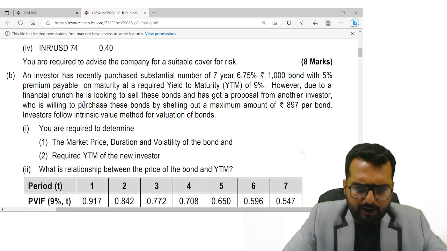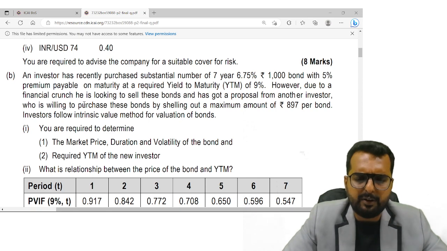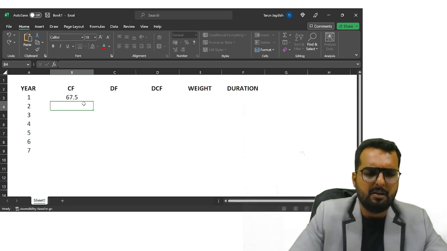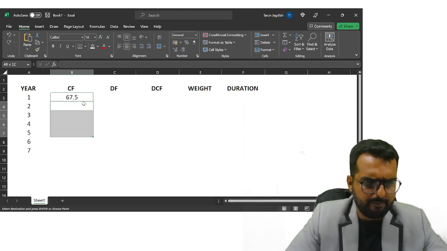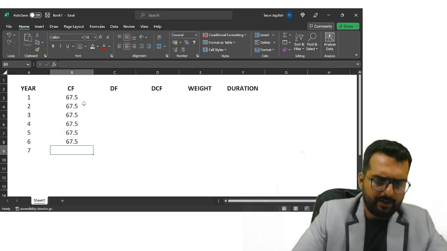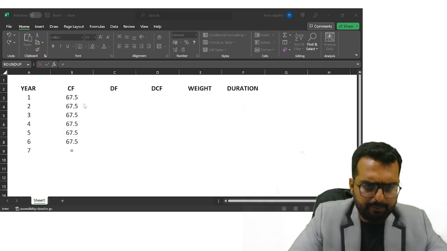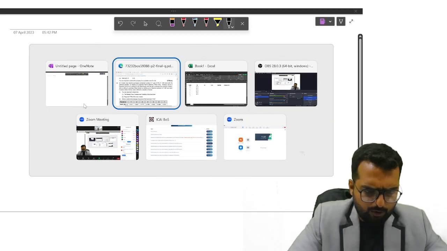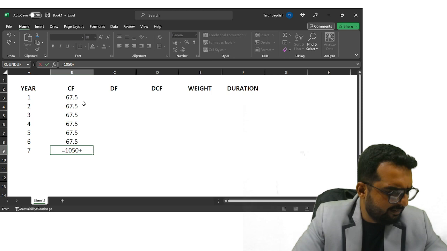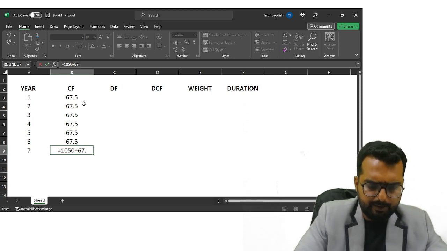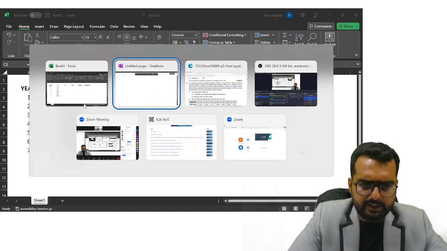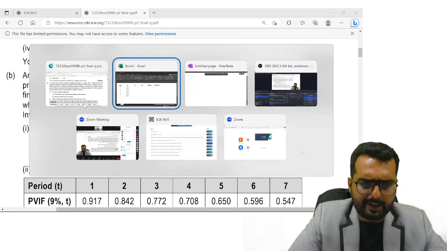What are the cash flows? Everyone tell me, friends. 6.75% would be 67.5. Am I right? Okay. That will come till here. And the last year they are going to pay how much money? 1050, if I'm not wrong, correct? With premium. So it will be 1050 plus 67.5. Am I right? 1117.5. Perfect. And what is the yield to maturity they have told in the question? 9%.